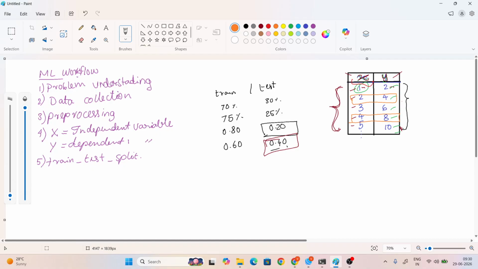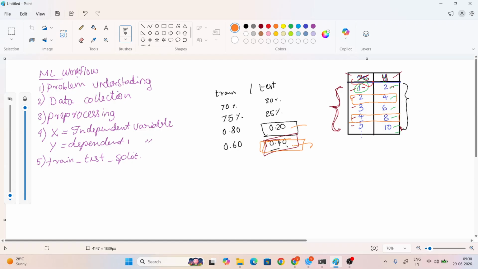Guys, it randomly selects the data for testing. If you apply 40 percent, any 2 records go to testing. If it is 20 percent, any 1 record goes to testing. Have you got my point? If you fit the test size, it automatically takes the data randomly.